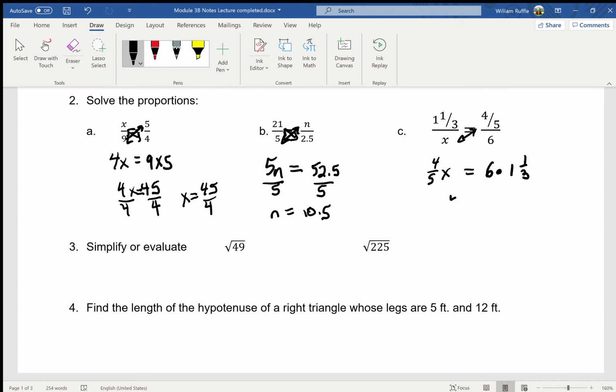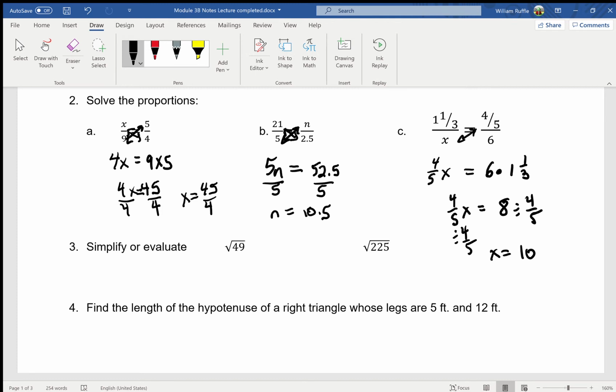Now, I'm just using my calculator to do this. 4/5 x is equal to 8. 6 times 1 1/3 is 8. What's the opposite of multiplying by 4/5? Dividing by 4/5. When I do that, I get x equals 10.